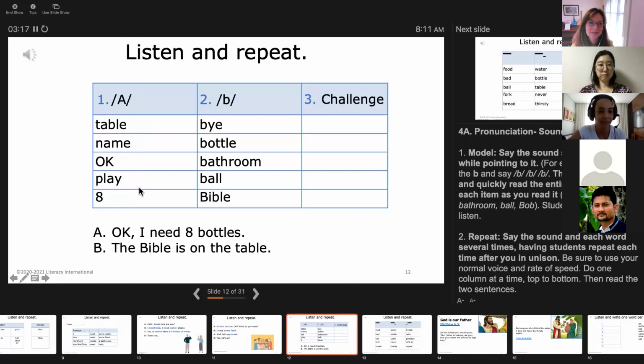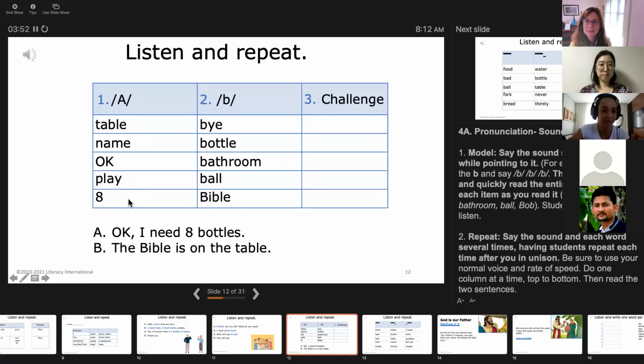Kimberly, can you please read column number 1? Table, name, okay, play, ate. Excellent, well done. And Kezia, can you please read column 1? Table, name, okay, play, ate. Very good.